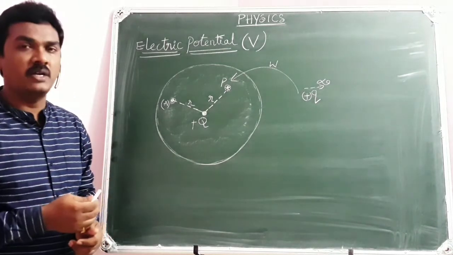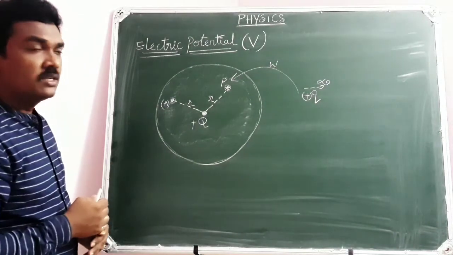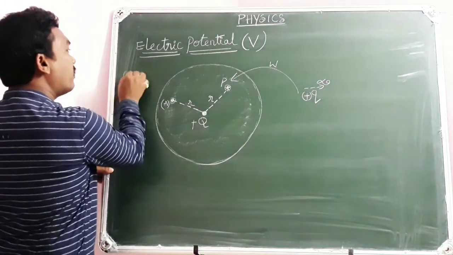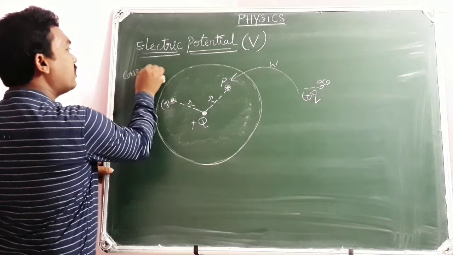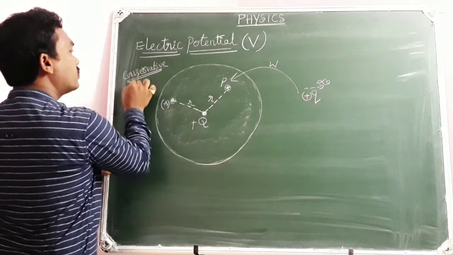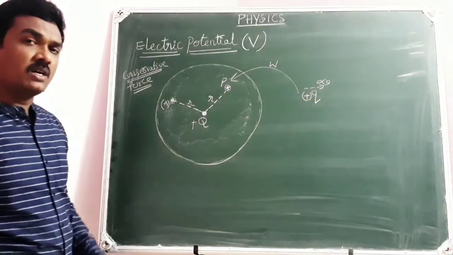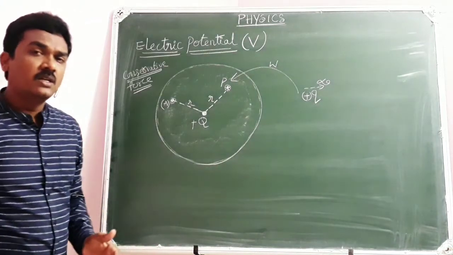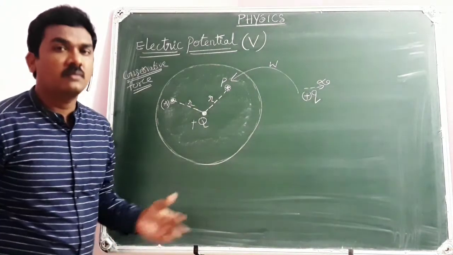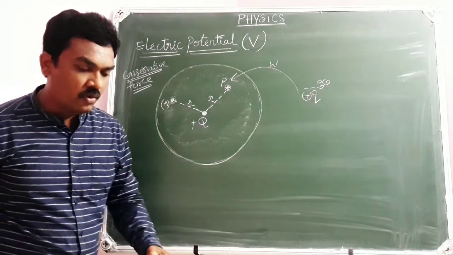This is a little additional point. Conservative force means a force against which your work is independent of the path; then we call it a conservative force. Electrostatic force is a conservative force. That's why the work done against the electric field is independent of the path. Hope you got clarity.